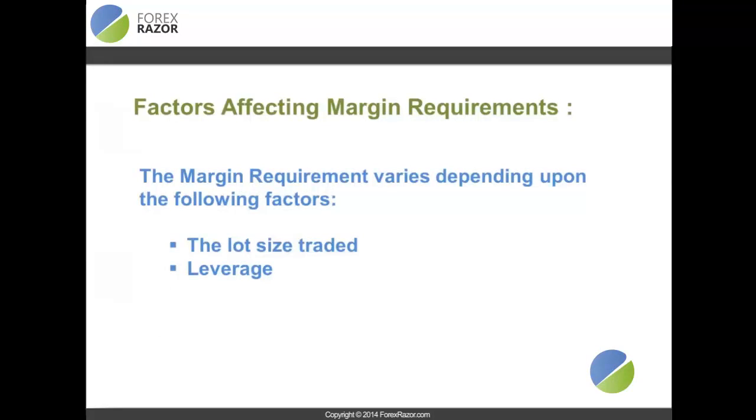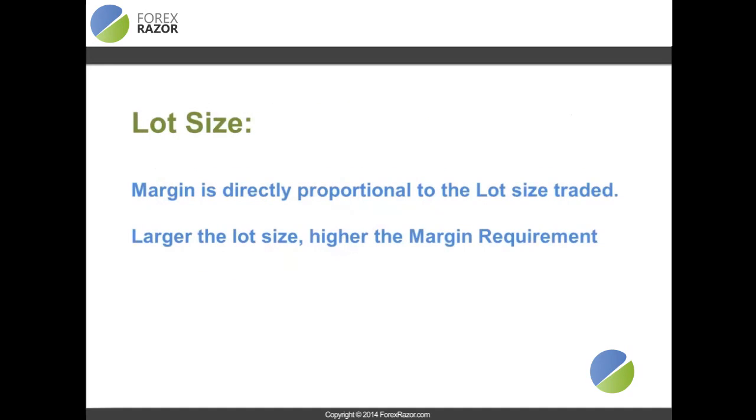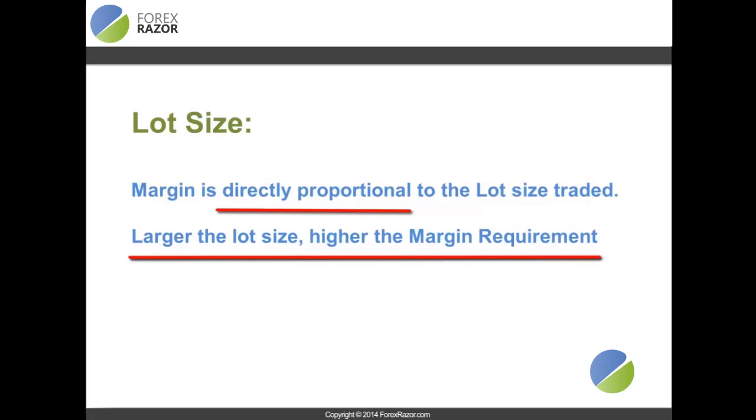We shall now discuss the different factors which affect the margin requirement calculations. Margin requirement varies depending upon the following two factors: A, the lot size traded, and B, the leverage for your account. We shall discuss each one of these one by one. Beginning with the lot size, margin requirement is directly proportional to the lot size traded. Larger the lot size, that is, bigger the trade position which you open, higher the margin requirement.